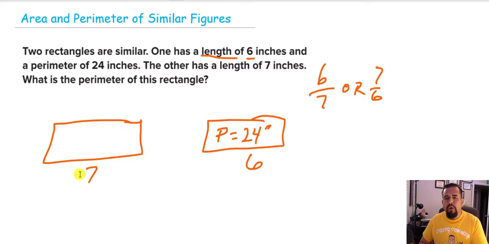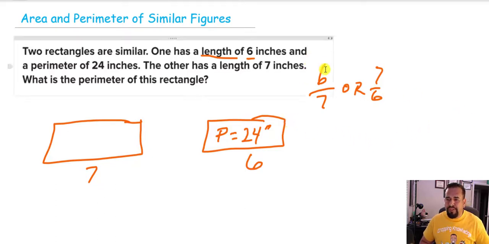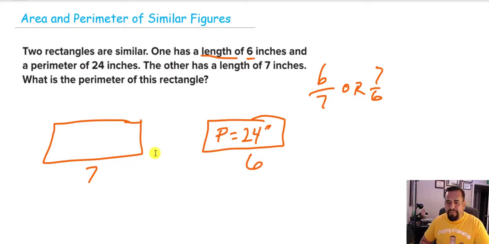Why do I do that? Well, because I need the scale factor itself, a specific one for finding measurements on a certain shape. The smaller one will be used to find a measurement on the smaller rectangle, and the larger one will be used to find a measurement on the larger rectangle. Since it's the larger one that I want to find the perimeter of, let's use 7 over 6. Simply, all I have to do is multiply 24 times 7 over 6. That's it. Oops, I forgot the parentheses here.